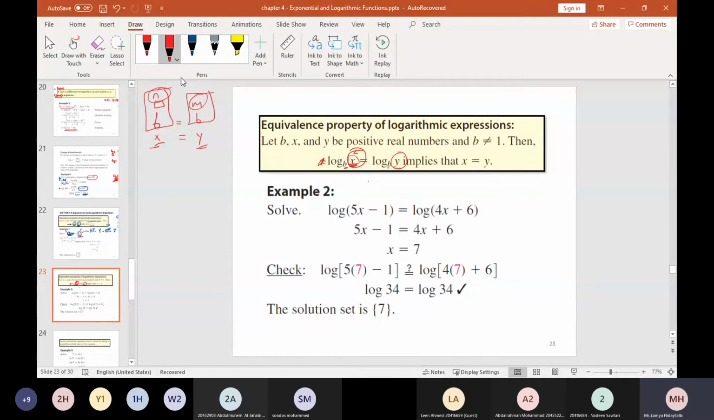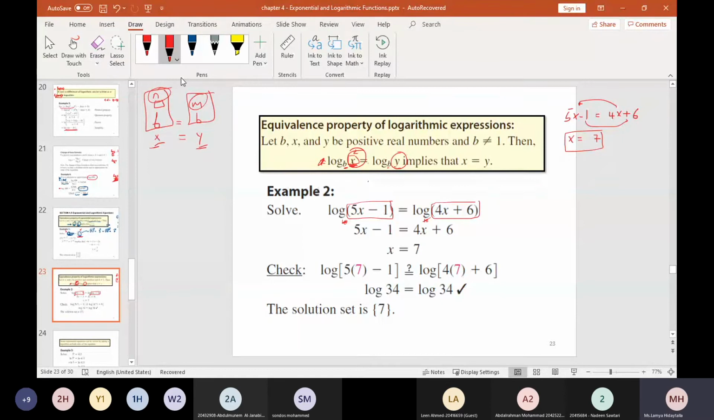Now we have a logarithm. What's the base here? The base is 10, and here the logarithm also has base 10. Same base. So this one should equal that one if we want to solve. So we have 5x minus 1 equals 4x plus 6. Put the x's in one hand and the constants in the other. So 5x minus 4x, which is x, is equal to 6 plus 1, which is 7. So the solution is x equals 7.